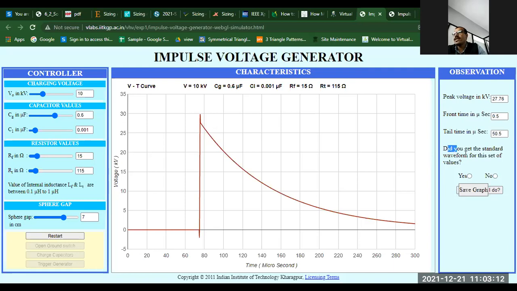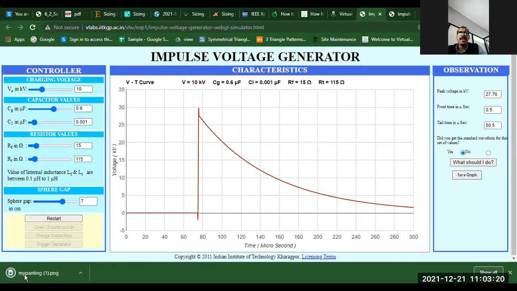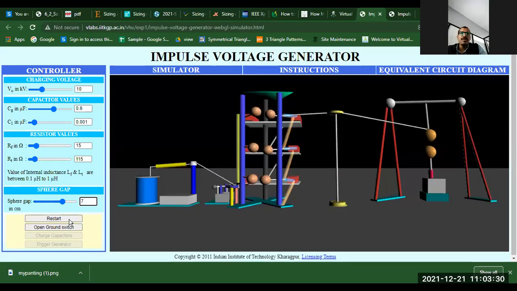So here, did you get the standard waveform for these values? You can click yes, and click on save graph. Okay, so this graph is downloaded here. Then you can click here and you will get the graph. Now I'll click on restart, and I'll just click here.